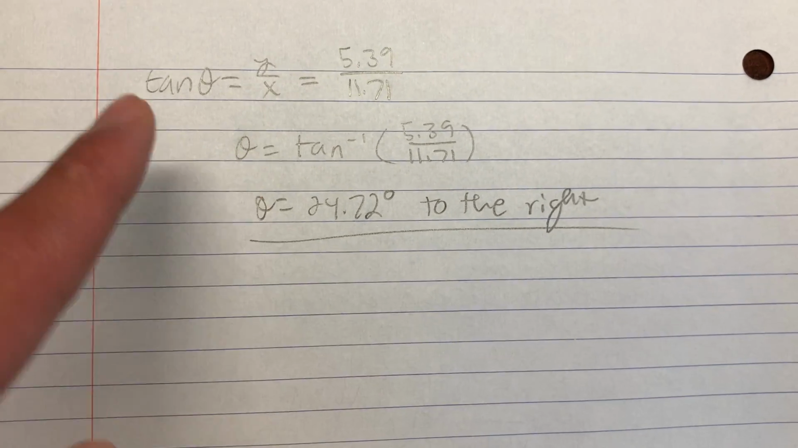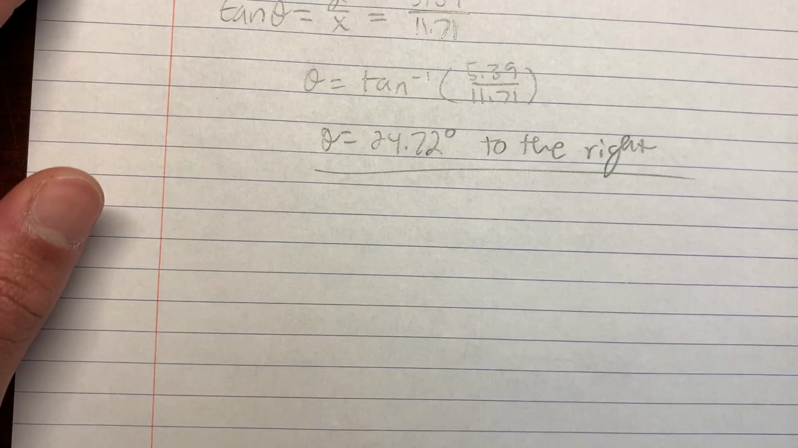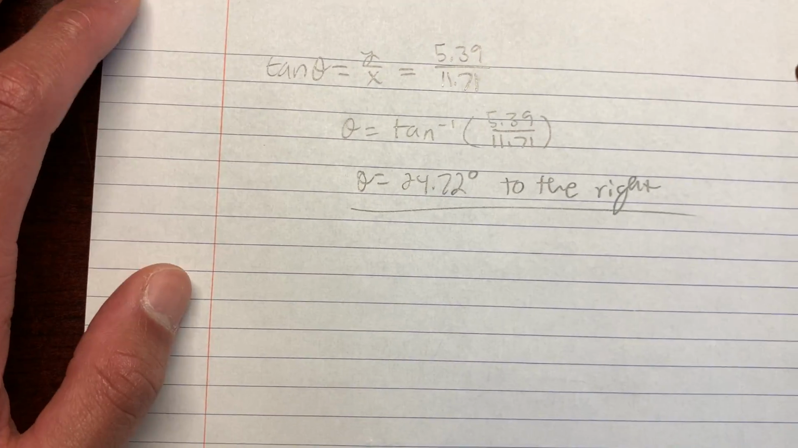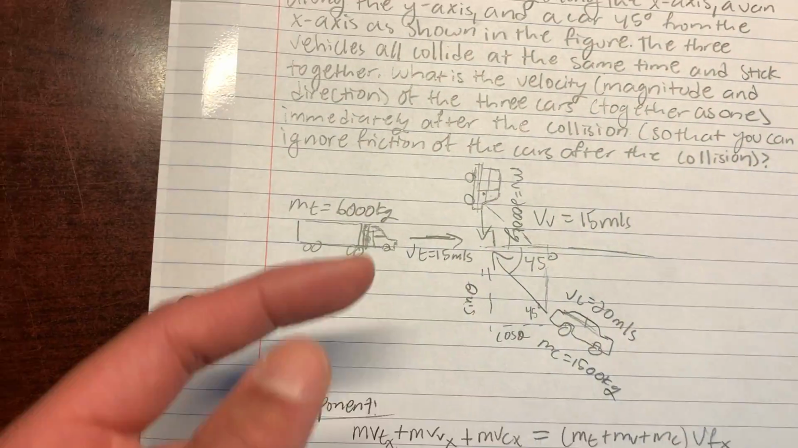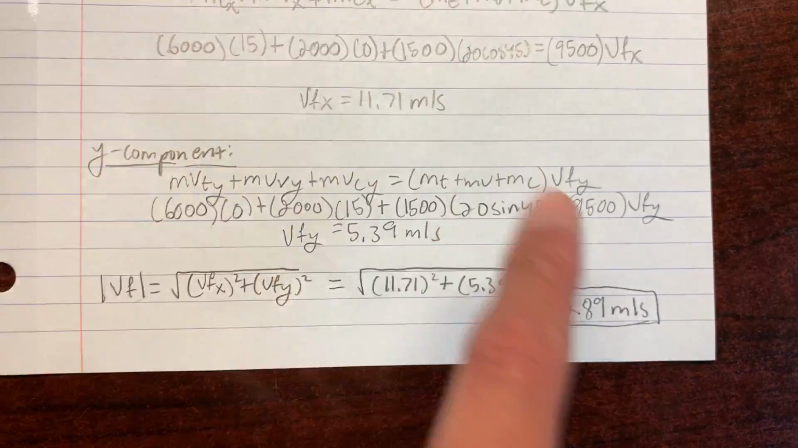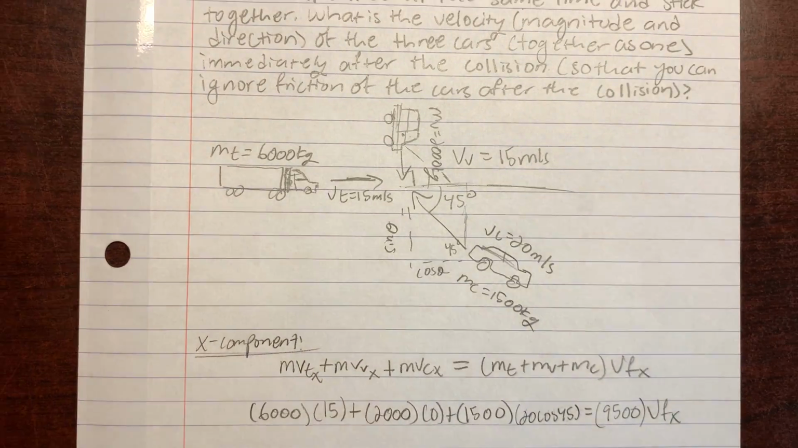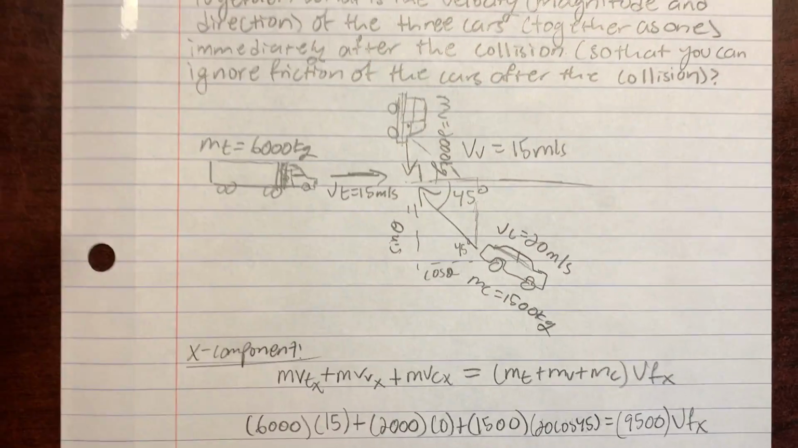You would do theta is equal to tan inverse of 5.39 over 11.7, and you would get theta is equal to 24.72 degrees to the right, and that would be the direction. So this would be 24.72 degrees above the horizontal and to the right, with a magnitude of 12.89 meters per second. And so that is the answer, and this relates to what we've been learning in class recently, because we've been talking about momentum, inelastic, and elastic collisions.